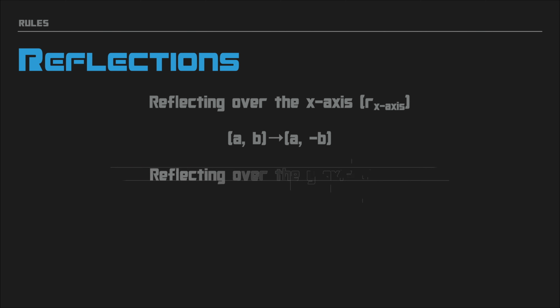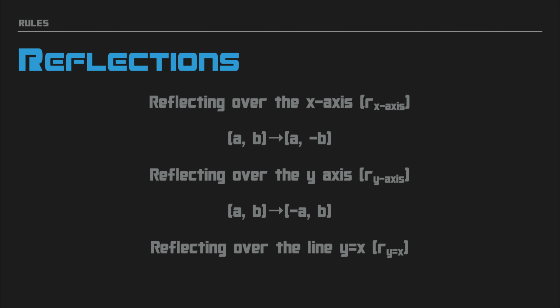Then, if we are reflecting over the y-axis, then (a, b) becomes (negative a, b), which means when we reflect on the y-axis, our x value switches. Okay? And then finally, when we reflect over y equals x, our x and y switch because y is equal to x. So if y was originally 4, x is now 4. But if x was originally 2, y is now 2. That's the idea.